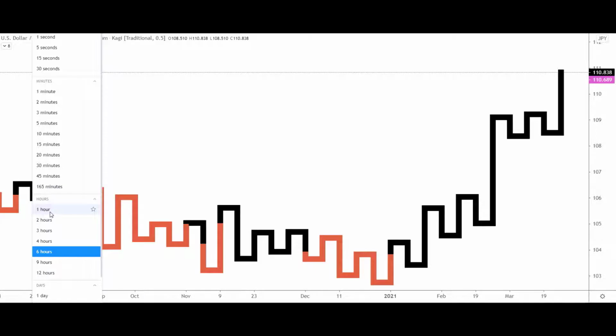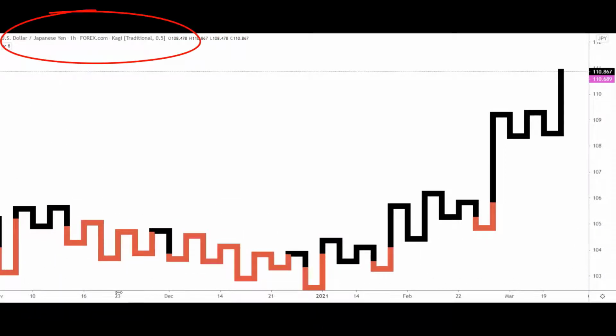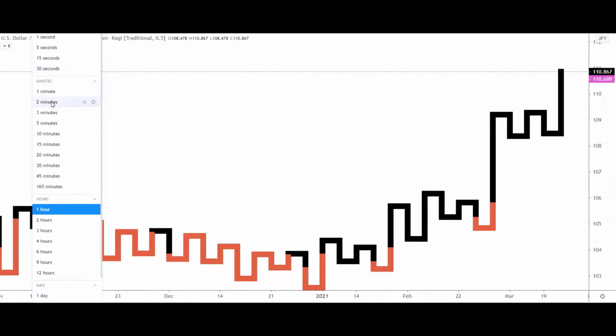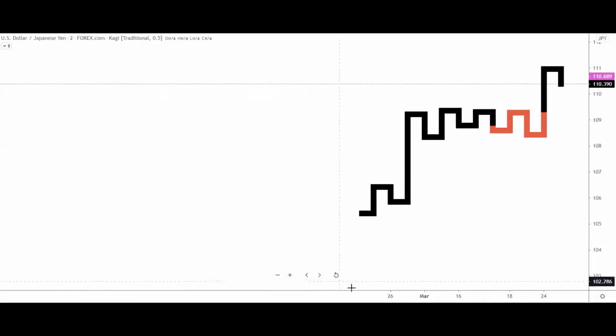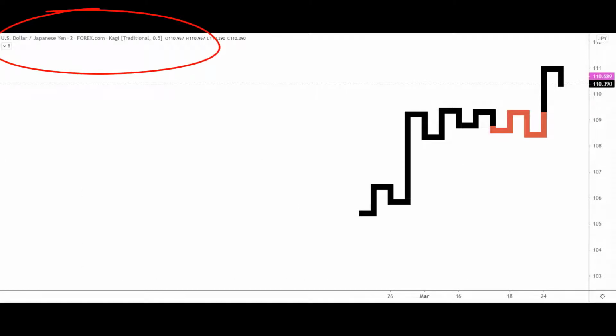We could change it to 1 hour if you wanted. Again, still at 0.5, and again it shortened the time period that we're looking at in our time horizon. And we can go down even further. Let's go down to 2 minutes, and again we've got a different picture to look at. Again, very short period of time, not a lot has moved within that quite wide range in a 2 minute chart. 0.5 on the Japanese yen pair there. So we've got some things to think about.